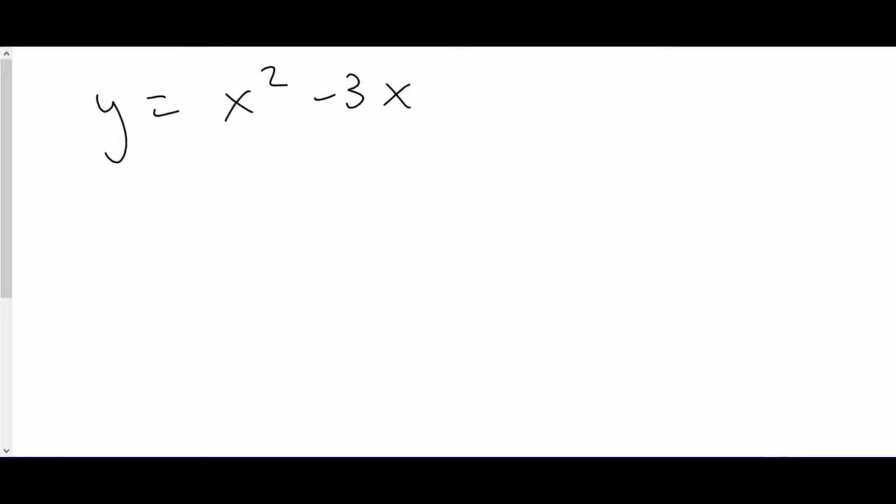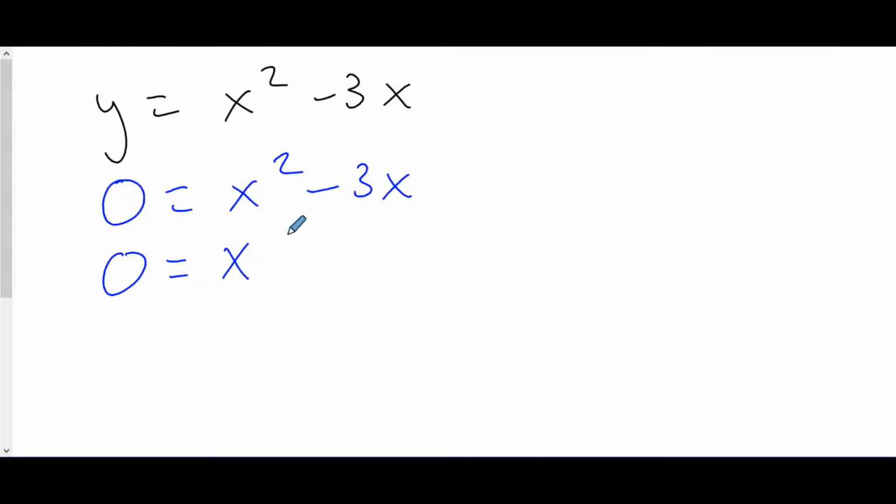Next one. It's already solved for y, so I'm going to replace that y with a 0. And then we're going to factor. First thing I do when I factor is look for a GCF. Does this have a GCF? Yes, they both have an x. So I can factor out an x, and that leaves me with x minus 3. Well, I can't do anything else with x minus 3. There's no more GCF, and it's only a binomial. The only thing you can do with a binomial is if it happens to be a difference of squares, which neither of those are perfect squares, so we are done.